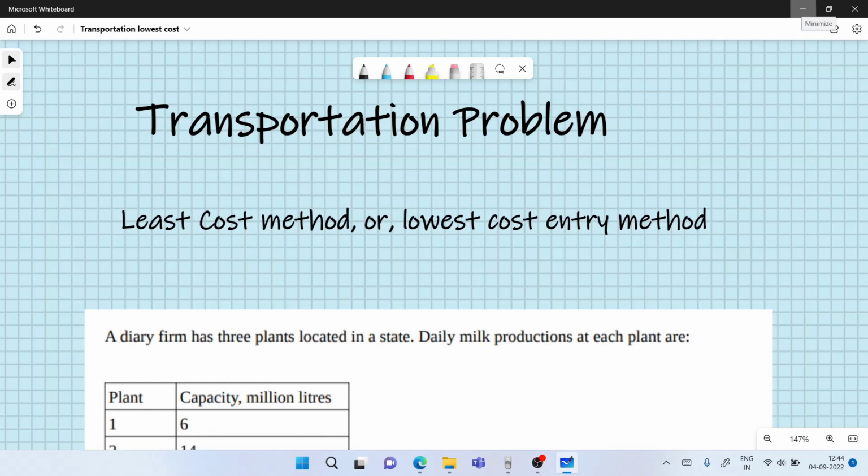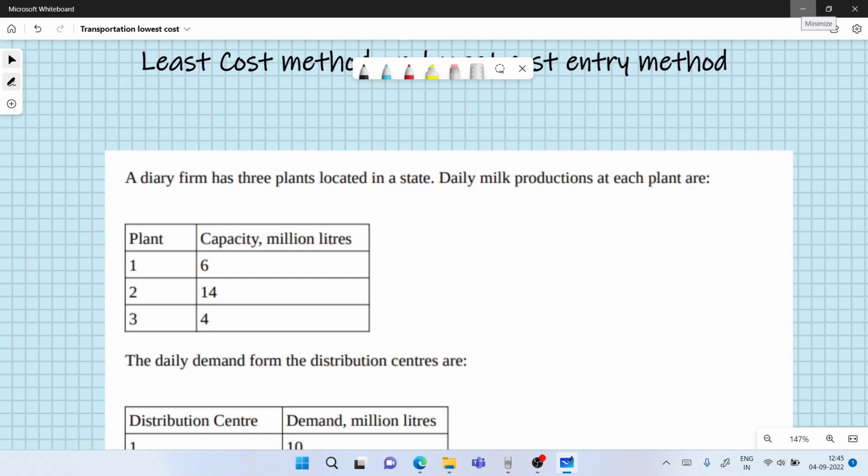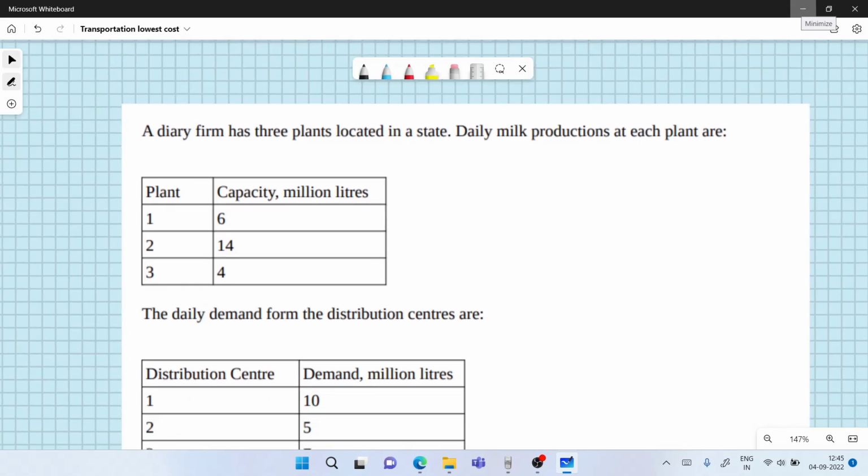Hello friends, and welcome to another lecture on operation research. We will look into a transportation problem and we will solve this problem using the least cost method or the lowest cost entry method. Well, it is best explained using an example. So the example is on your screen.